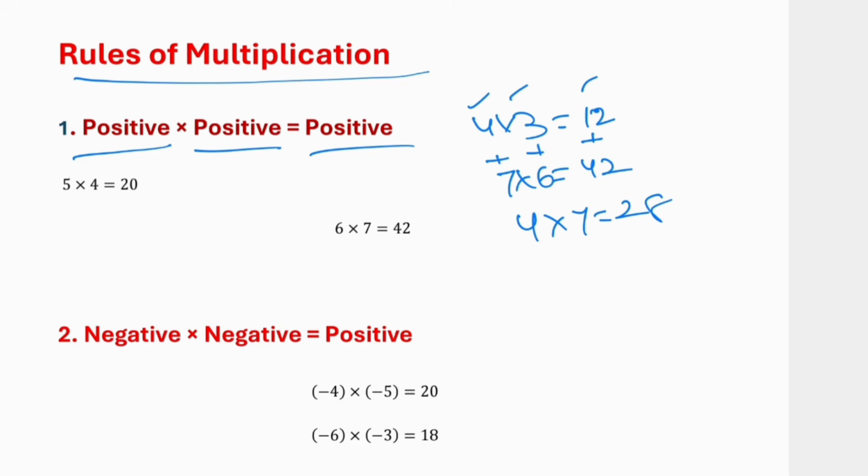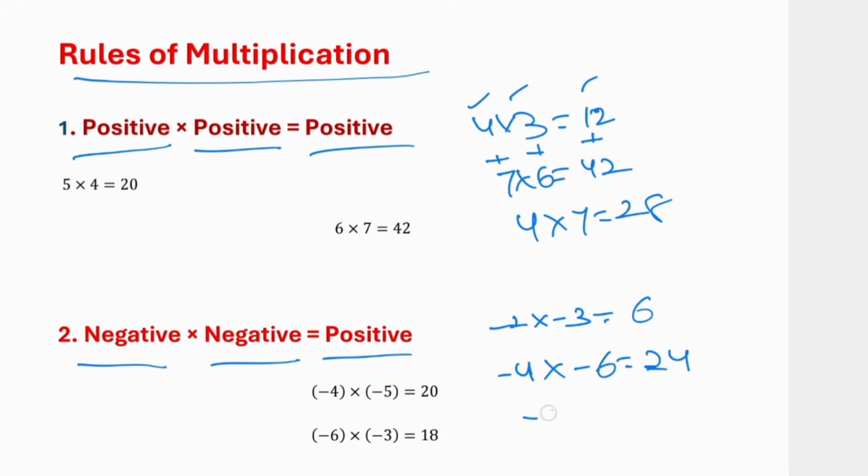And the second one is negative into negative is equal to positive. For example, minus 2 into minus 3 is equal to 6. Minus 4 into minus 6 is equal to 24. Minus 5 into minus 2 is equal to 10. In all cases, negative into negative, we get a positive number.